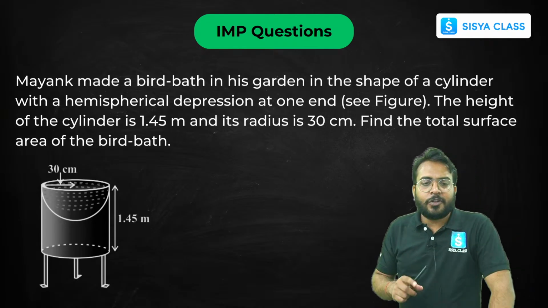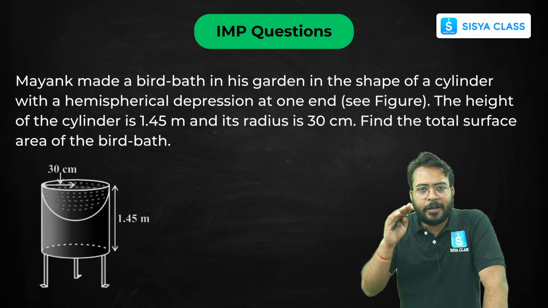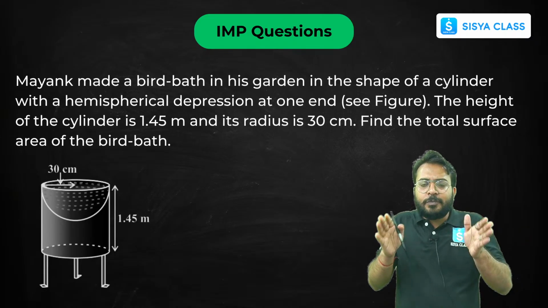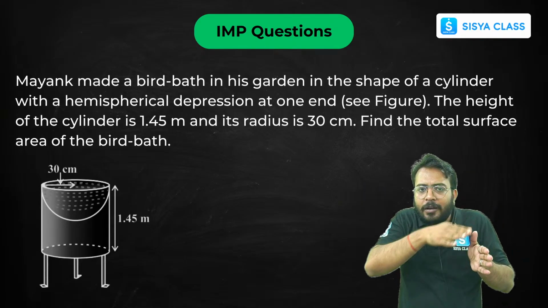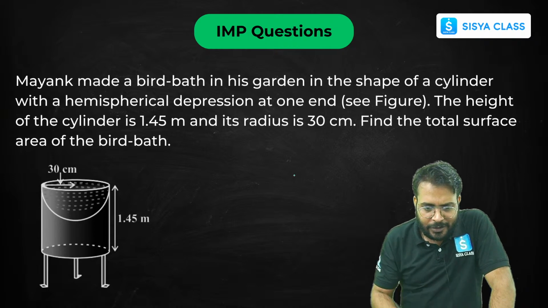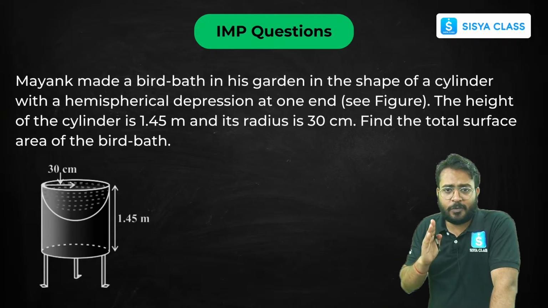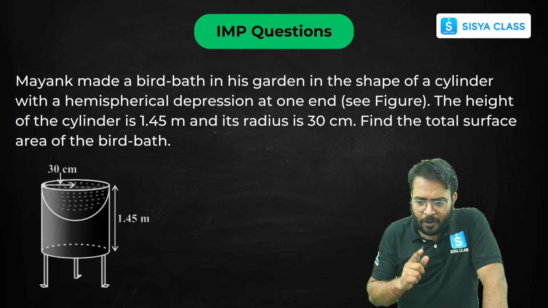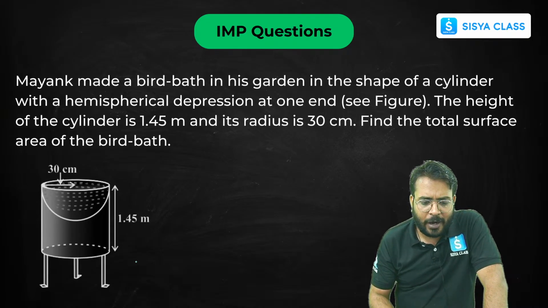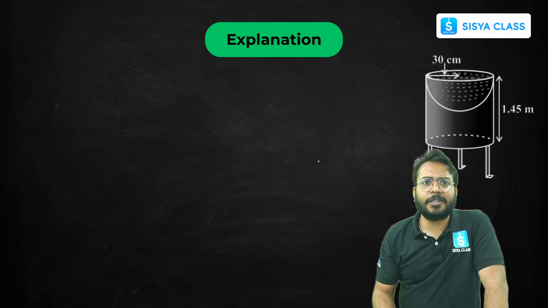Okay, so there is one boy, Mayank, who wants to make a bird bath in his garden, all right. The shape of this bird bath is a cylinder and it has a hemispherical depression at one end. Yes, you can see this image. The height of the cylinder is given as 1.45, and the radius of its base is given as 30 centimeter. Find the total surface area of the bird bath. What is going to be the total surface area of the bird bath? Right? Okay. Fine. Let us solve this.